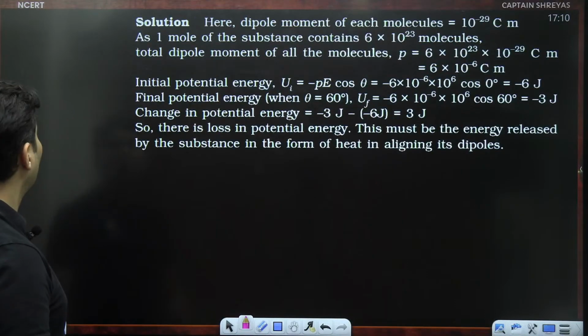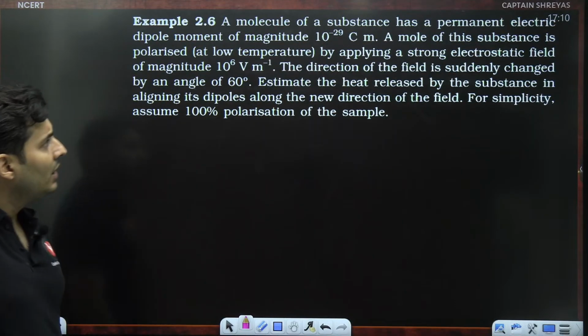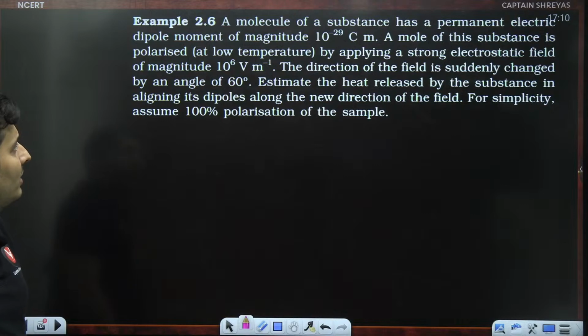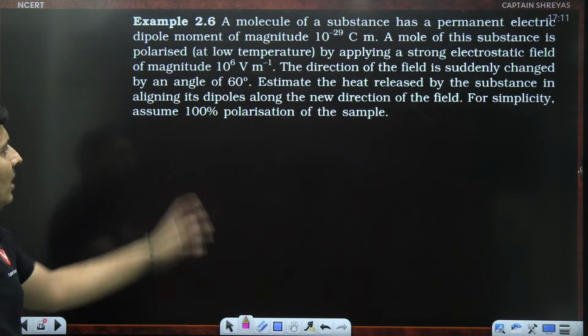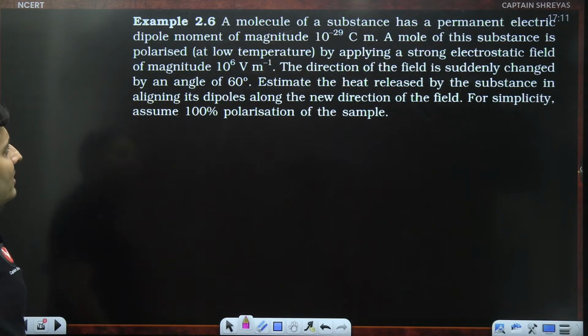Okay. So what is the question that they have asked? A molecule has some electric dipole moment of this much order. A mole of this substance is polarized, at low temperature, by applying a strong field of this much. The direction of the field is suddenly changed by an angle of 60 degrees. Estimate the heat released by the substance in aligning the dipoles along the new direction. For simplicity, assume 100% polarization of the sample.